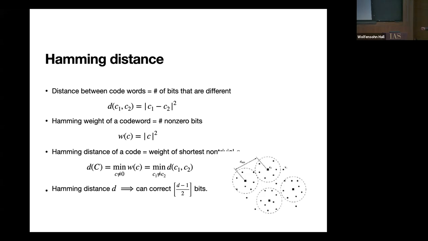Here's a picture of why that's true. These squares here represent code words, and the dots are other words which are not in the code, other elements of our vector space. And so roughly, if these circular dots represent what happens when an error occurs in this code word here, then as long as we're inside one of these spheres of radius d/2, we can correct the error by going to the nearest actual code word.